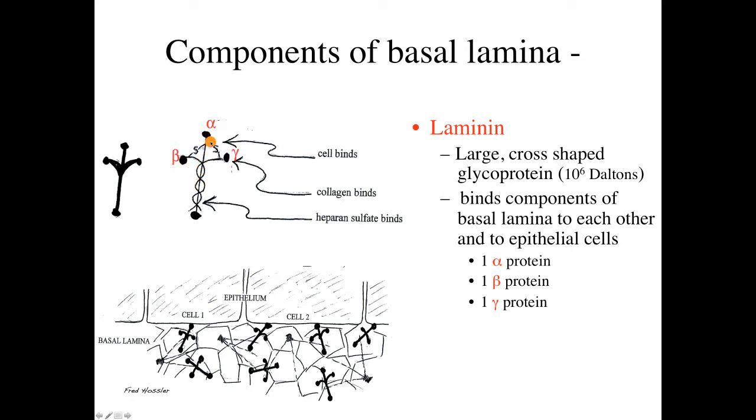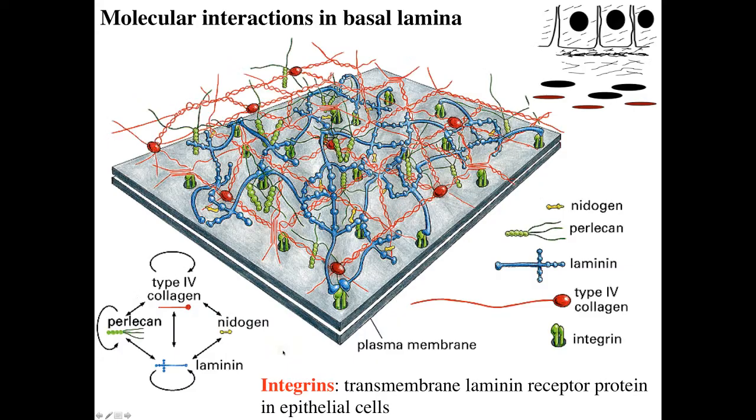And then it shows there are regions in the laminin molecule that bind to cells, there are regions in the laminin molecules that bind to collagen, and there are regions in the laminin molecule that bind to heparan sulfate. So the diagram on the bottom suggests that this laminin, not only is it binding to cells, but it's binding to a variety of some of the extracellular matrix proteins.